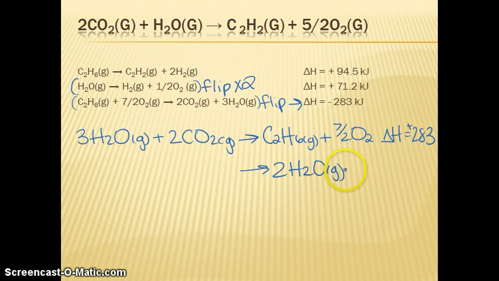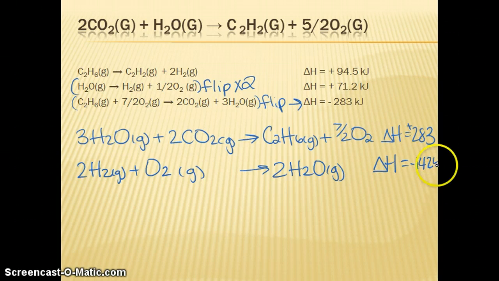So let's see what else we've got here. By doing that, I'm going to have 2H2 gas, and that also is going to create, let's see, 2 times 1/2 plus O2. Now that I flipped and multiplied by 2, I need to change the sign and multiply by 2, so I'm going to have negative 142.4.